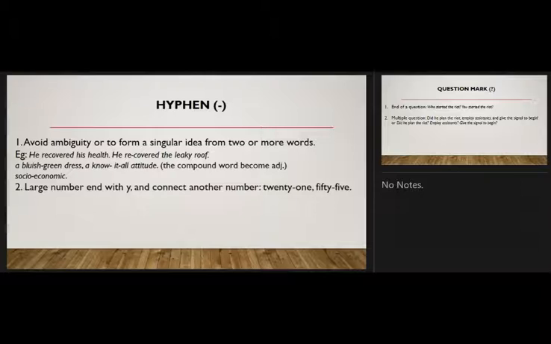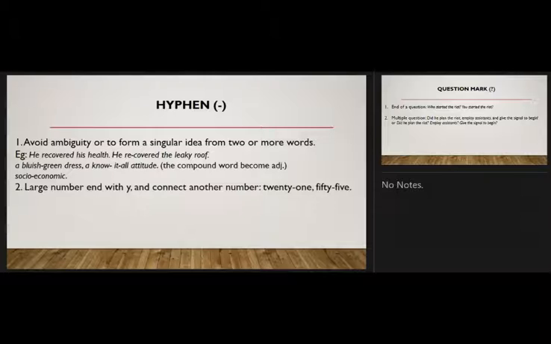Then the next one is hyphen. First, the hyphen is used to avoid ambiguity or to form a singular idea from two or more words. For example, he recovered his health, and he re-covered the leaky roof. In the first sentence, recovered means cured, becoming better from the illness. And in the second sentence, re-covered means to put a new cover on the leaky roof.